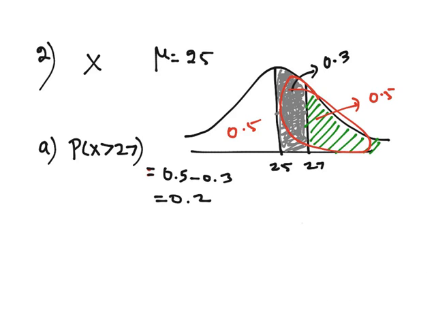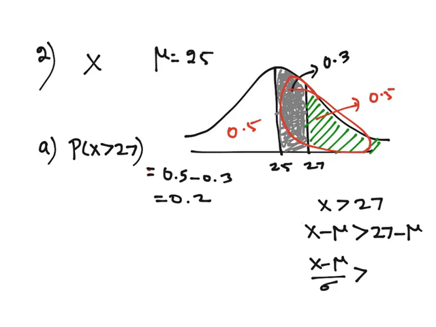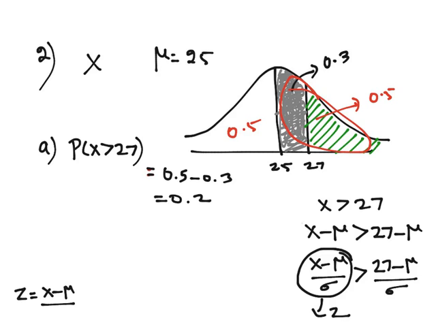In the same way, suppose x is more than 27, then x minus mu will definitely be greater than 27 minus mu. Then if I divide it by sigma, where sigma is the standard deviation which will always be positive, x minus mu by sigma will definitely be greater than 27 minus mu by sigma. Now this x minus mu by sigma is nothing but z. So z is equal to x minus mu by sigma. To find the standard deviation, you need to use this property.